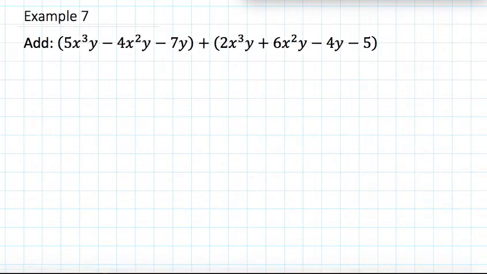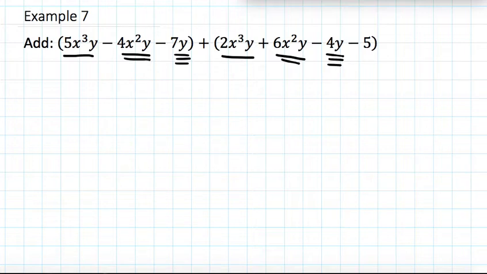Next, we're going to look at example 7. This is another addition problem. I'm going to show a different way to do it, which is underlining terms with the same number of underlines if they are going to be added together. So I'm going to underline the x to the third y's. This is also x to the third y with a single line. 4x squared y and 6x squared y are both x squared y terms. And then 7y and 4y, those are going to go together.